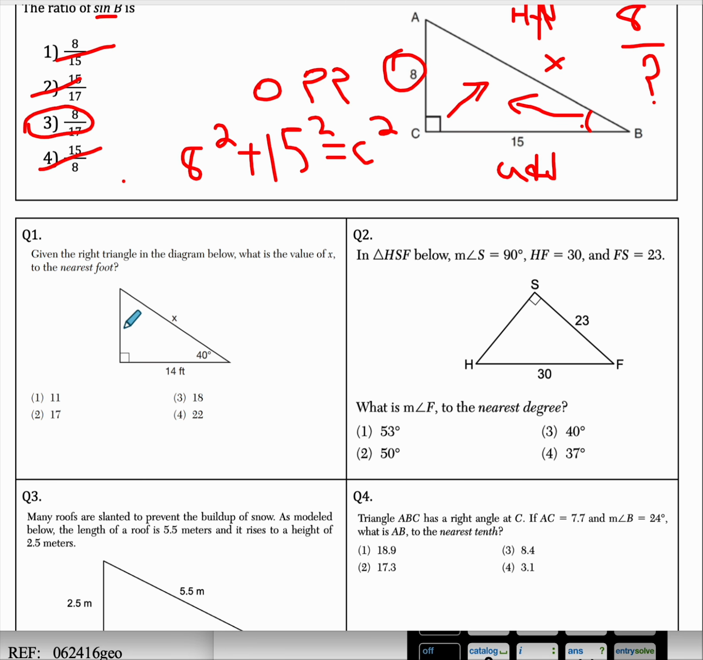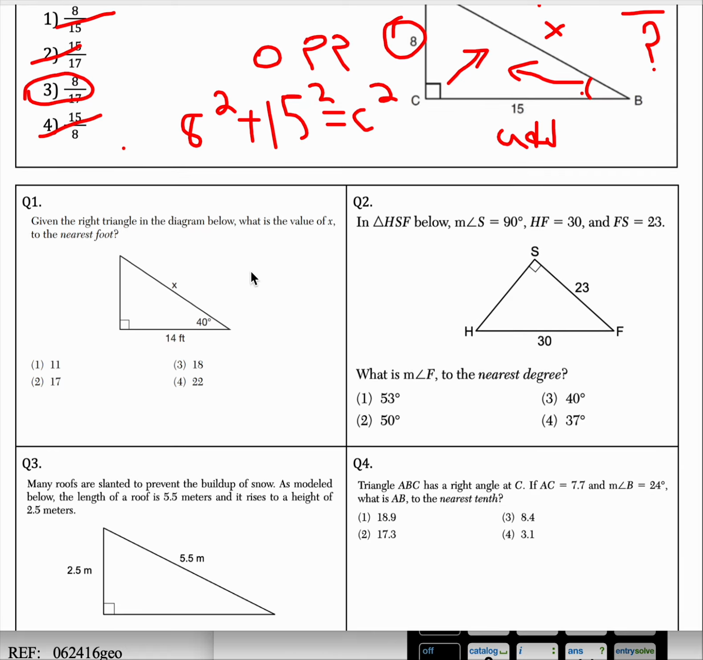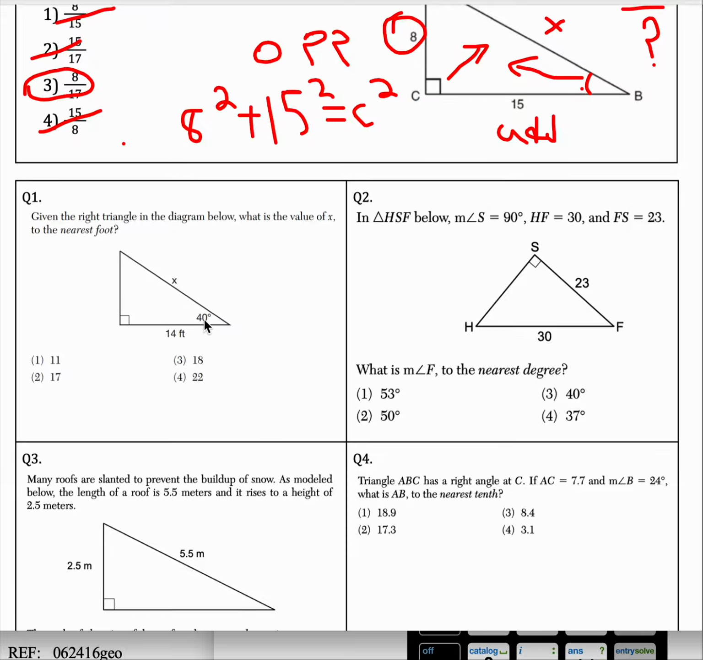Okay, so question 1. Given the right triangle in the diagram below, what is the value of x to the nearest foot? So we have an angle here. We know this is the hypotenuse. And I'm just going to put H for hypotenuse. And we know this is opposite. That's my arrow. It's a little, here, let me just clean it up. Put an arrow here and an arrow here. Okay.